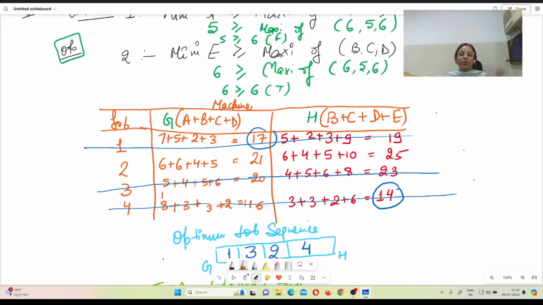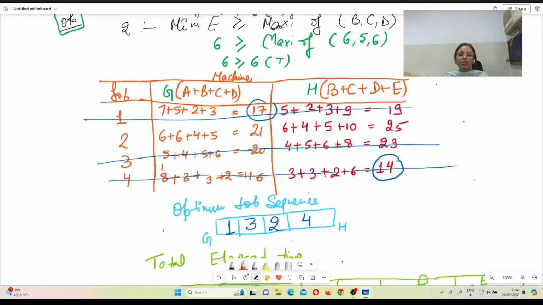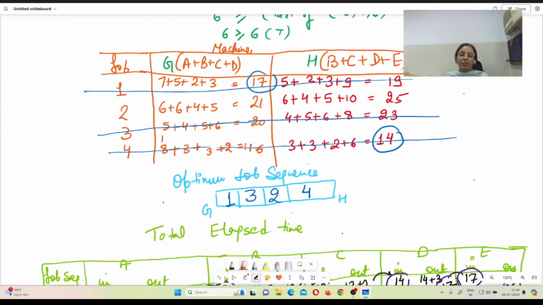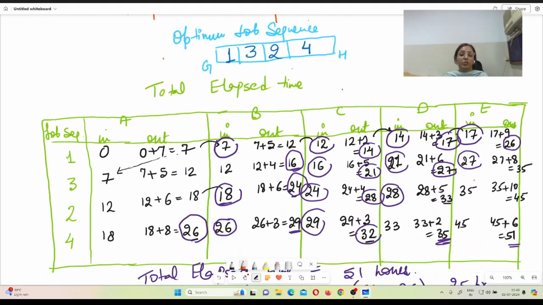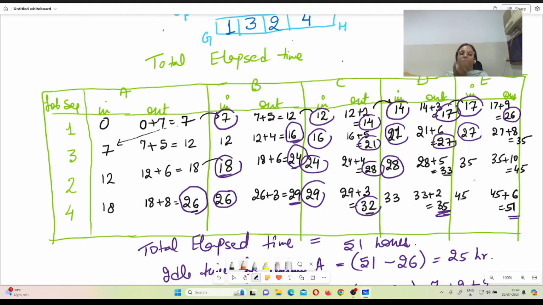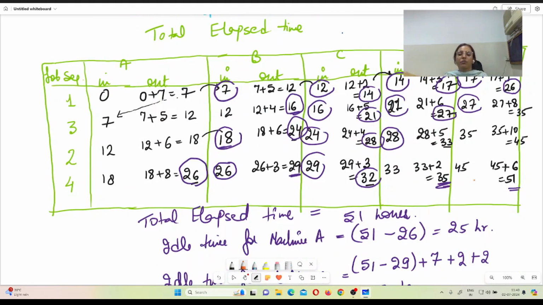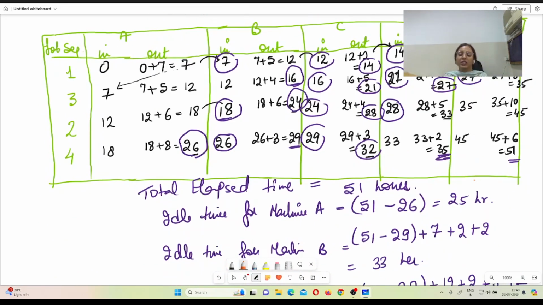The same process: for getting the value of G, we add the starting four machines, that is A, B, C, D, and for H we add B, C, D, E. Then we have to find out the least one. If the least is coming from machine D, start with the initial state from H, then from the end. We will find the total elapsed time with the same procedure, with the proper job sequence, and then we have to find out the idle time. For idle time, I've shown you the two processes. It's up to you which process you follow.